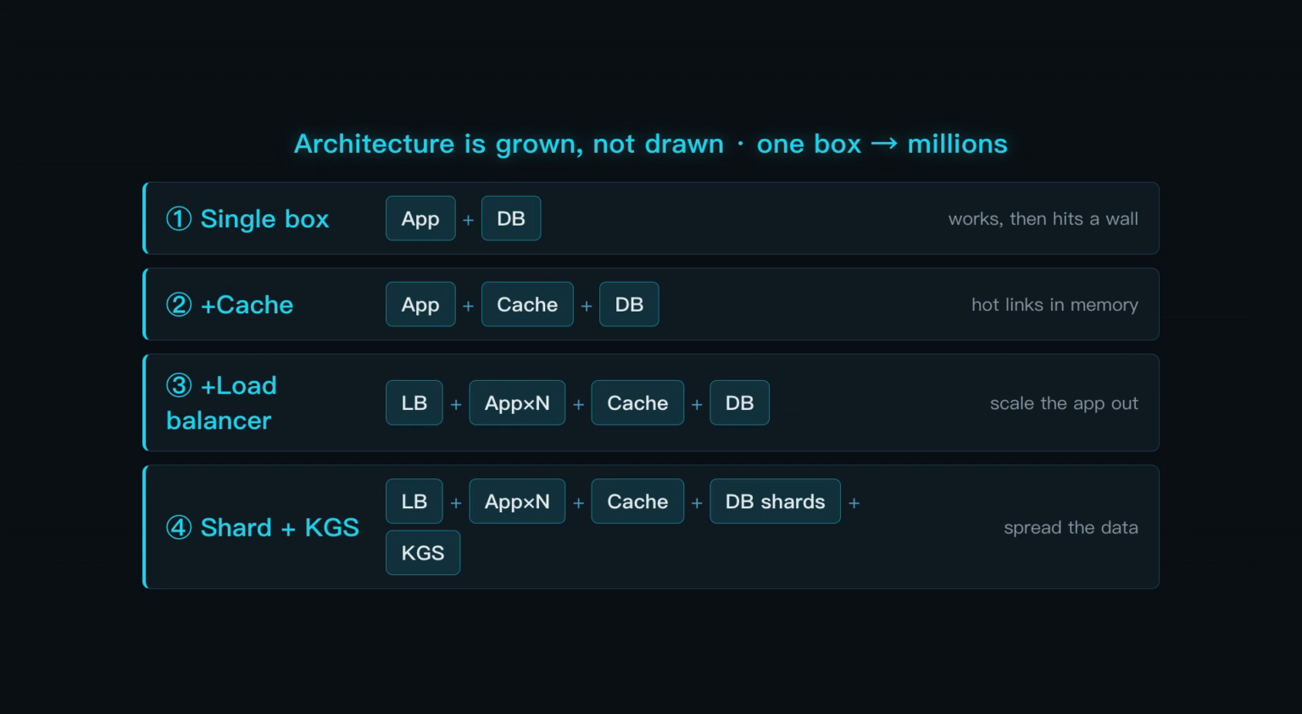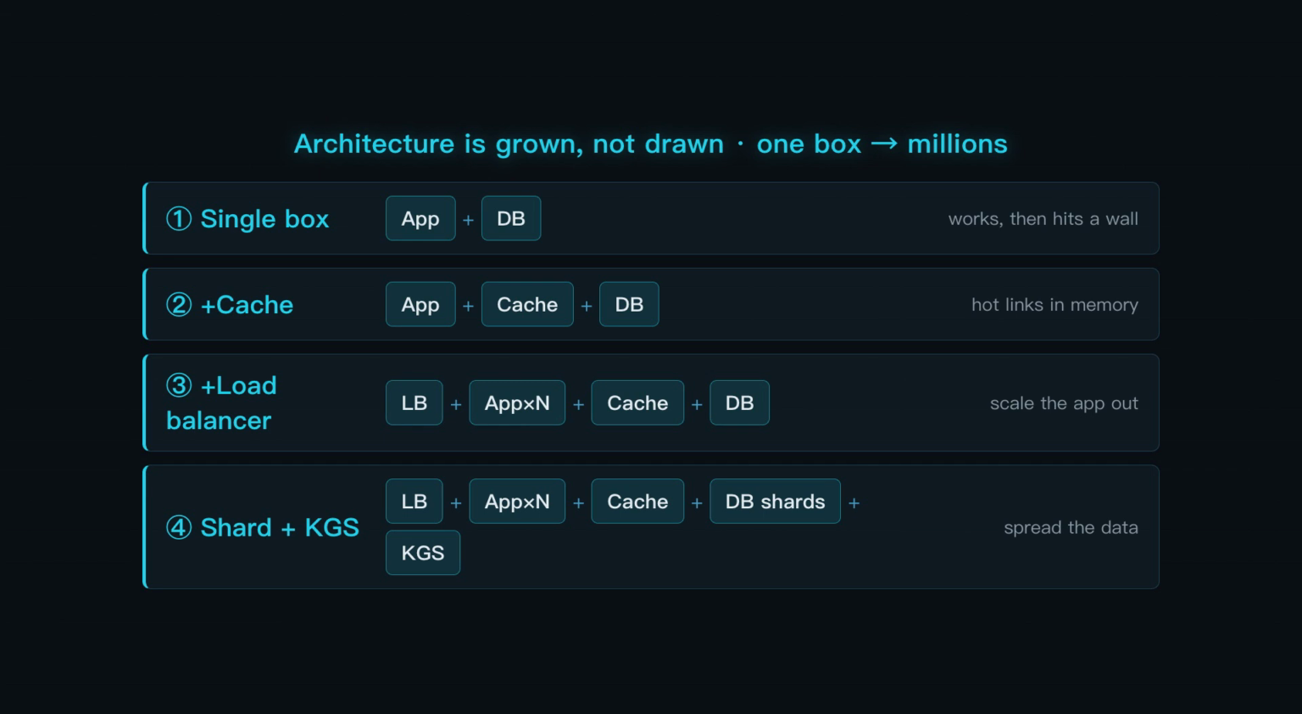The app box gets overwhelmed too. So step 3. Add load balancing with several app servers behind it. Data piles up to billions of rows, and one database can't hold it. So step 4. Sharding, consistent hashing by shortcode, spreading the data across multiple machines. And the number issuing for write requests shouldn't crowd onto one box either.